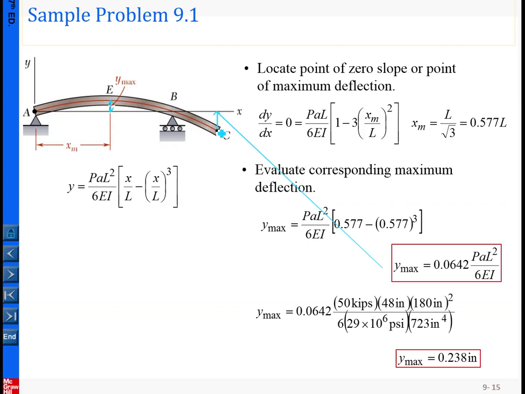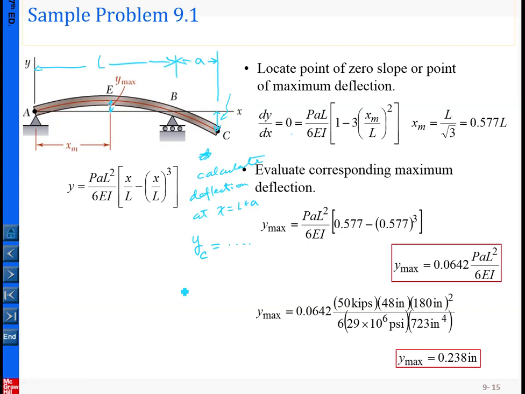If you doubt, you can also determine the deflection here. You can also calculate the deflection at x equal to L plus A. I think this is L and this is A. So you can determine y at point C, and compare it to this number, y at point E, which is the deflection at point E. You compare the two numbers, and whichever is bigger gives you the maximum.